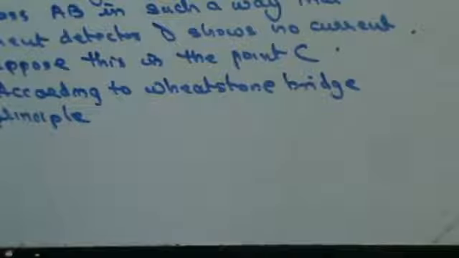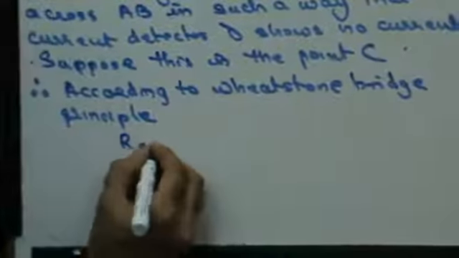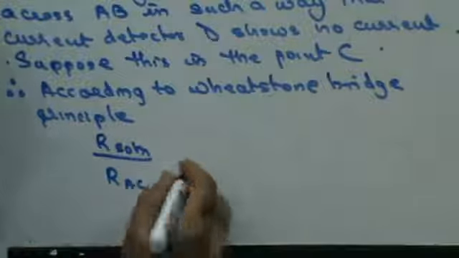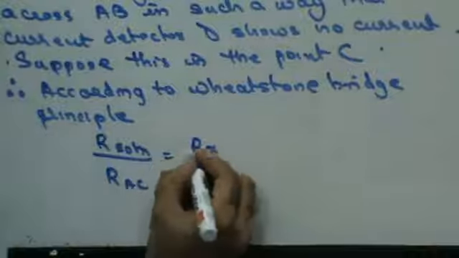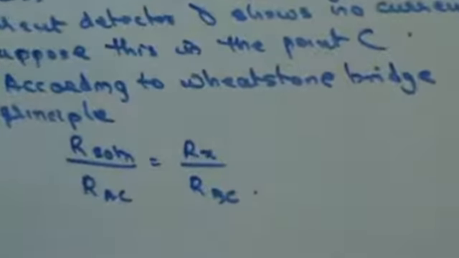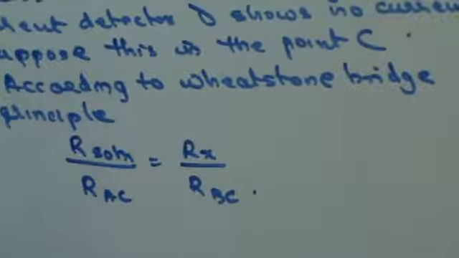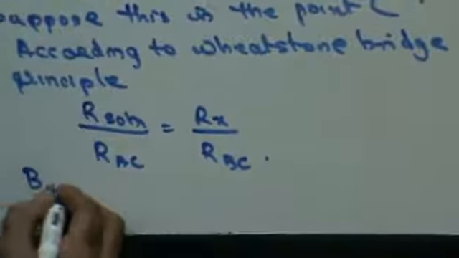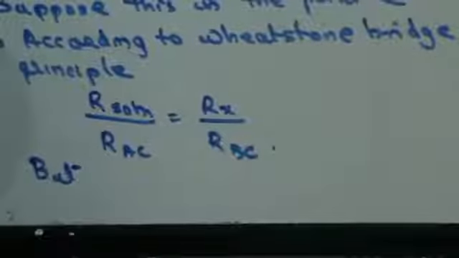According to the Wheatstone bridge principle, I can say that the resistance of the solution upon RAC should be equal to Rx upon RBC. Resistance of the solution divided by the resistance of the length RAC should be equal to resistance Rx upon resistance of BC. But we know that resistance is directly proportional to length.